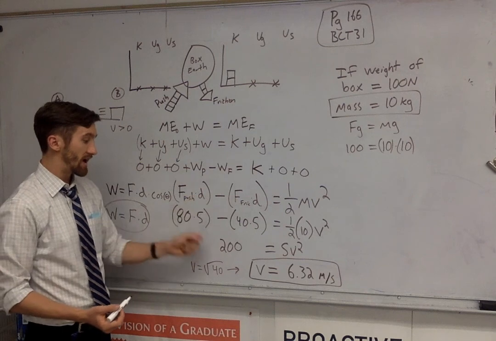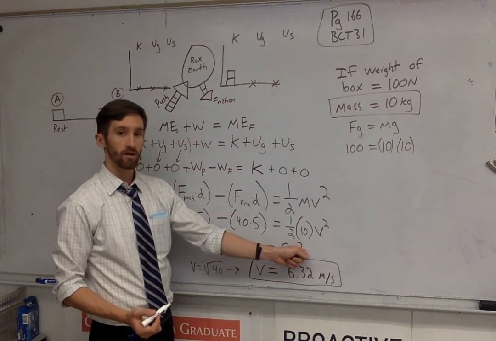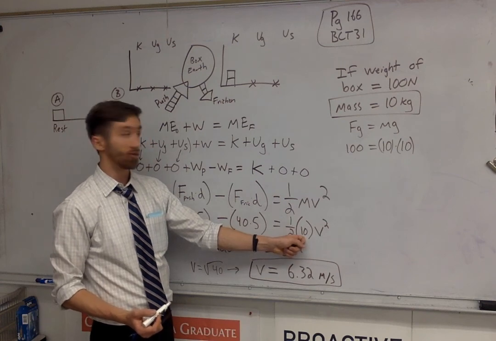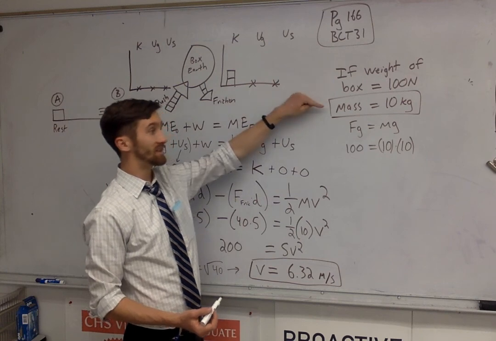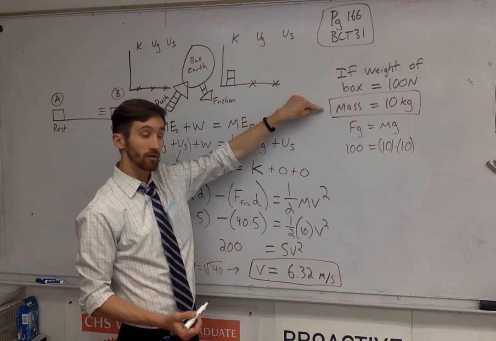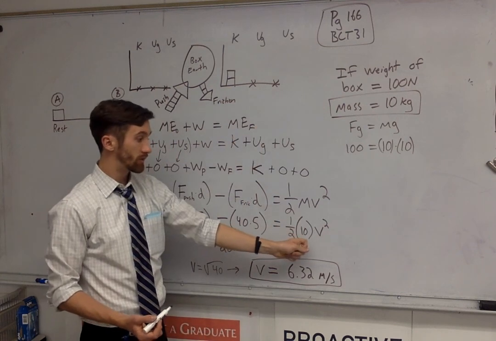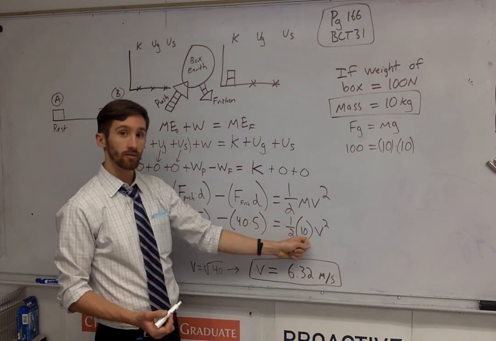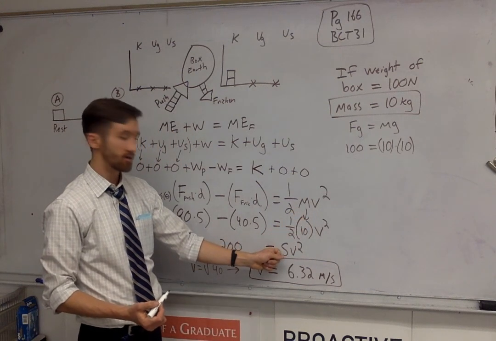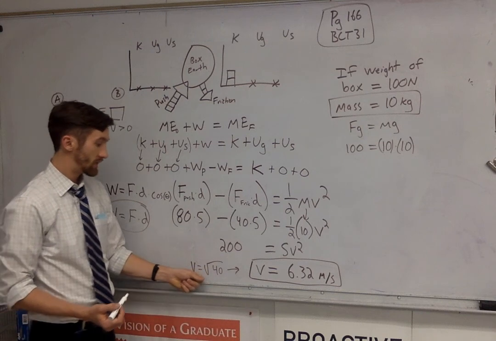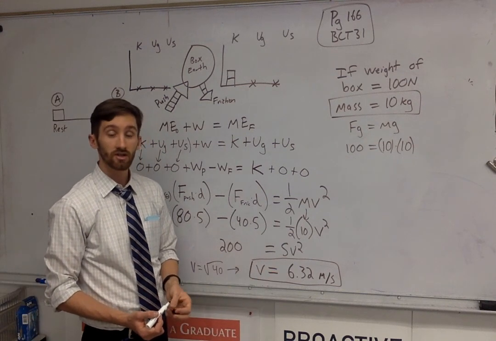When we do this math out, we get 200 over here equals 5v squared. If you're wondering where this 10 came from, it says that the weight of the box is 100 newtons, which means its mass needs to be 10 kilograms from our equation for gravity force. That means we put for mass 10 kilograms right here. That comes out to be 5v squared. When we simplify that, we get velocity as the square root of 40, or 6.32 meters per second.